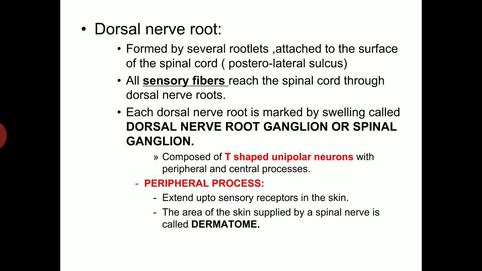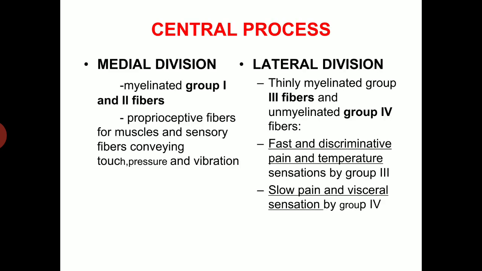Now the dorsal nerve root is formed by several rootlets attached to the surface of the spinal cord. All sensory fibers reach the spinal cord through dorsal nerve roots. Each dorsal nerve root is marked by a swelling known as the dorsal nerve root ganglion or spinal ganglion, which is composed of T-shaped unipolar neurons with peripheral and central processes. The peripheral process extends up to the sensory receptor in the skin. That's why the area of skin supplied by a spinal nerve is known as a dermatome.